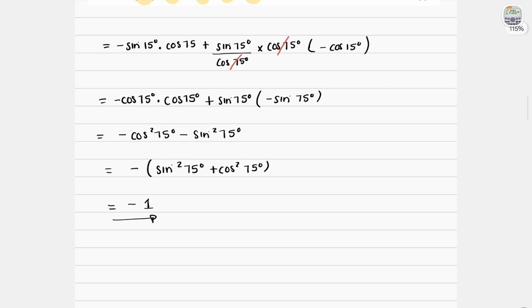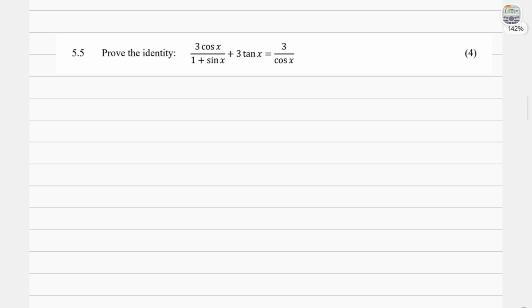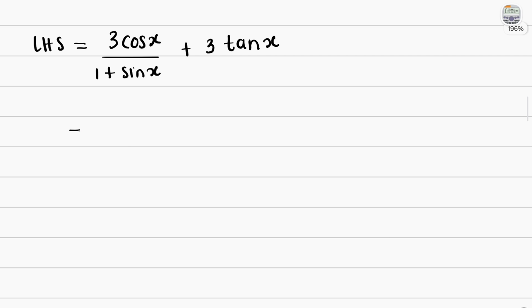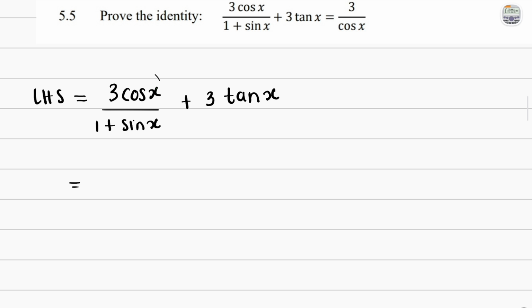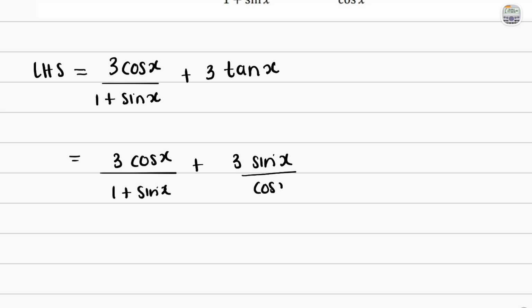Moving on to the next question. Question 5.5 says, prove the identity. And you can see straight away that we're working with the left-hand side. So we'll say left-hand side is equal to, and let me rewrite the identity. And let's see how we can simplify this. Well, we have two terms. One is a fraction, one is not. But we can make this a fraction by simply rewriting it as sine x over cos x. So we have 3 cos x all over 1 plus sine x. And we're going to rewrite this as 3 sine x over cos x because of our tan x.